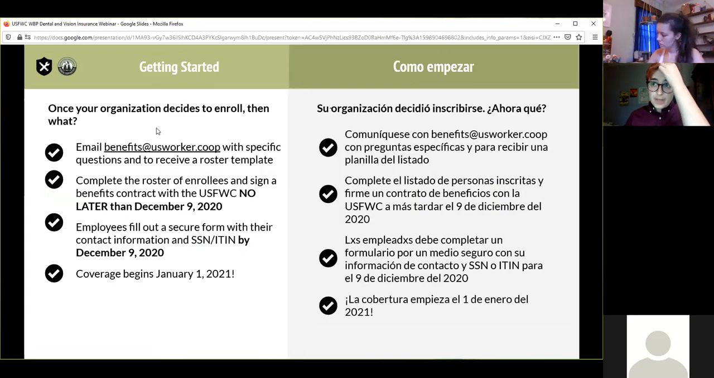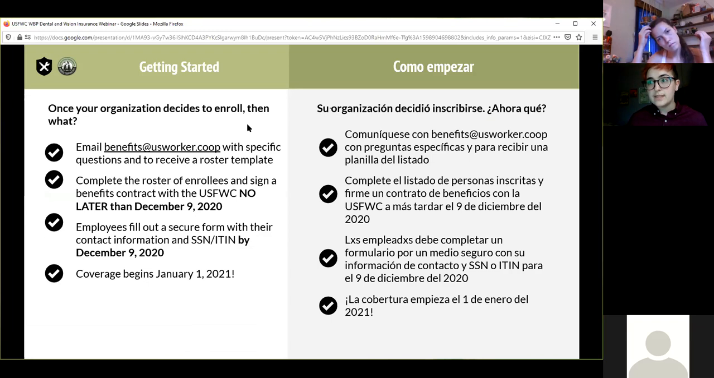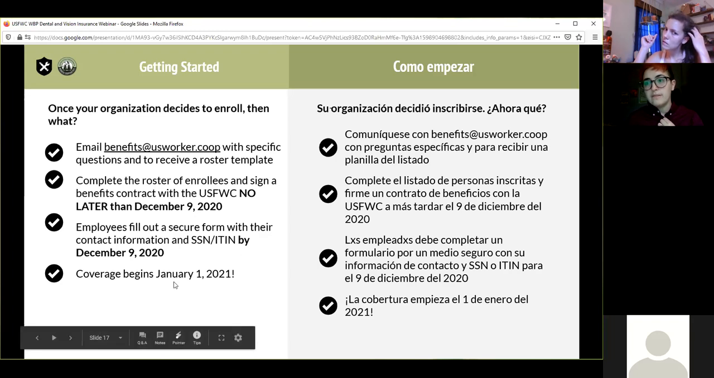So, getting started. In order to enroll, email me at benefits@usworker.coop. You can email me with specific questions, and then I'll send out a template of the roster. We ask folks to fill out a roster with a list of everybody in the plan, but in addition to that, in order to enroll, every person in the plan needs to either fill out the form or have their workplace representative fill out the form with their secure information. And all of that needs to happen by December 9th, 2020, in order to enroll for January 1st.